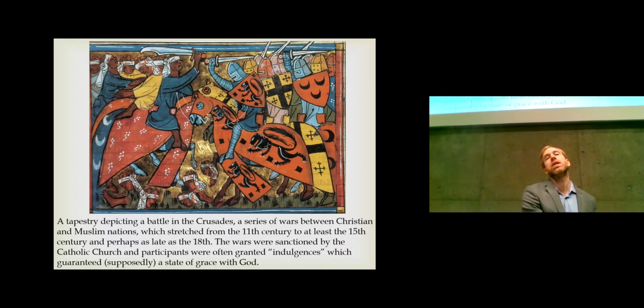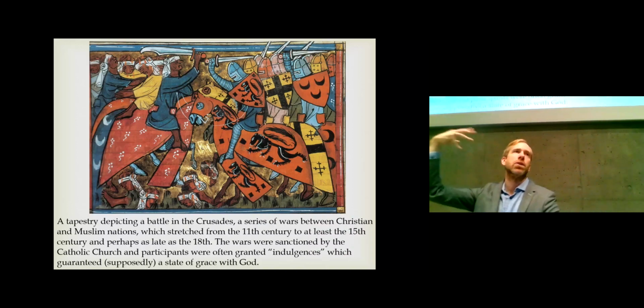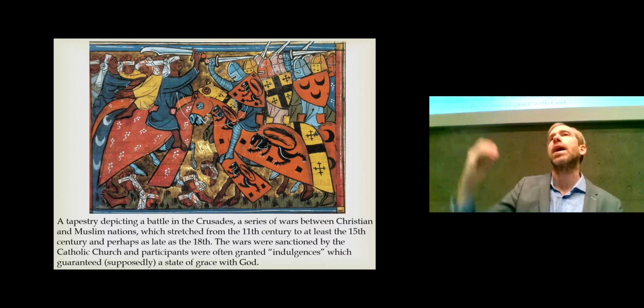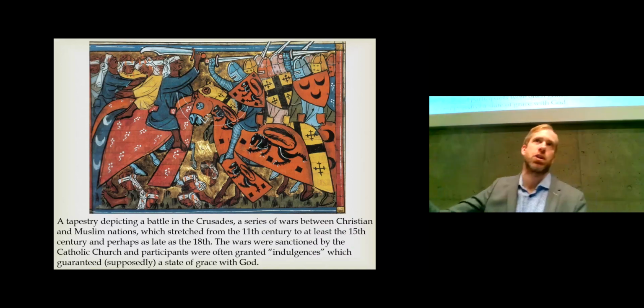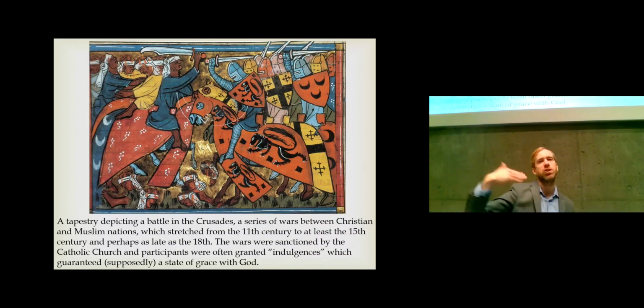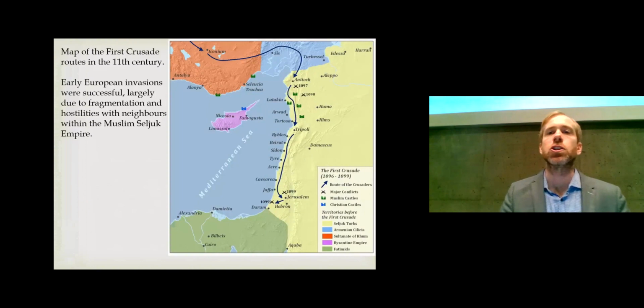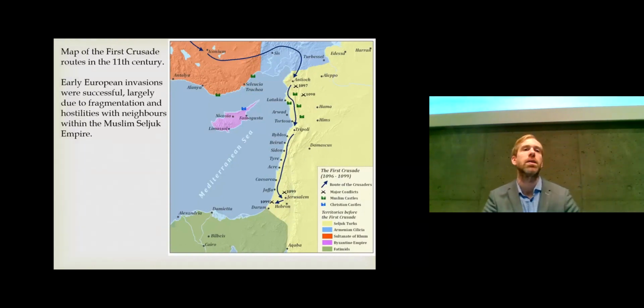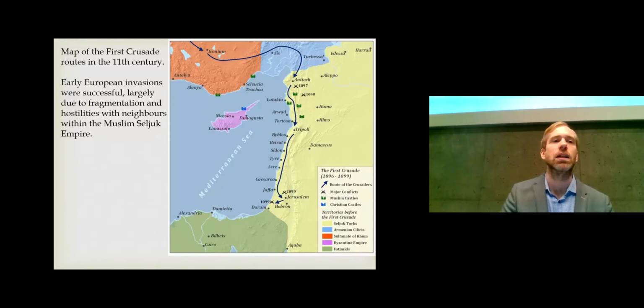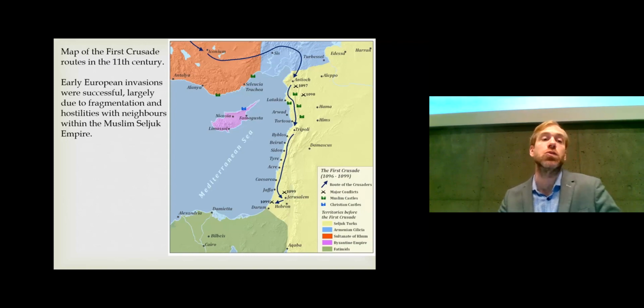The different kingdoms in Europe were involved in supporting the Crusades, but the church itself was the main catalyst in bringing about the Crusades. So they're intervening directly in what is basically a military venture of extension and conquest into the Middle East, into the Holy Land. You see a map of the First Crusade routes in the 11th century. The early European invasions were successful, largely due to fragmentation and hostilities with neighbors within the Muslim Seljuk Empire.